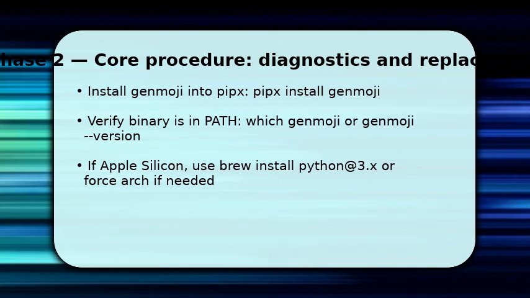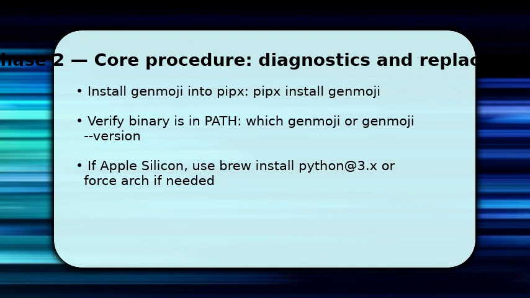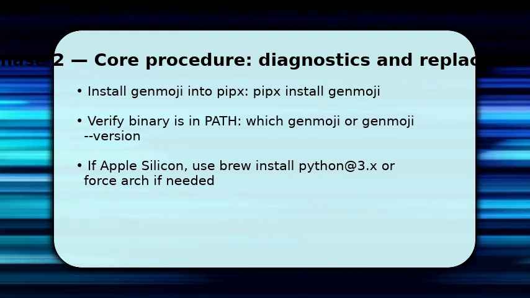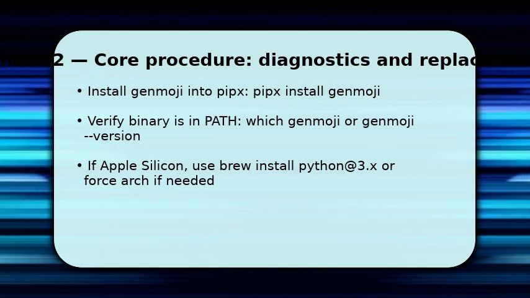That confirms path integration. If you're on Apple Silicon, make sure you used Homebrew's ARM64 Python or run the install under the correct architecture. Mixing x86 and ARM binaries can break native behavior. Also, allow any prompts for network access. Genmoji may fetch models or assets the first time, which is normal.